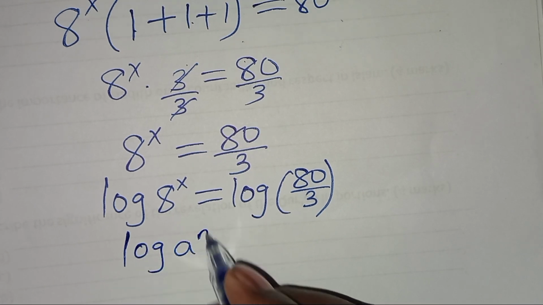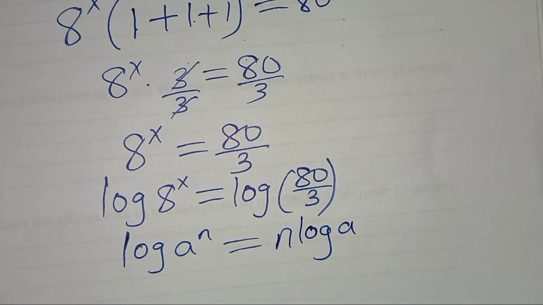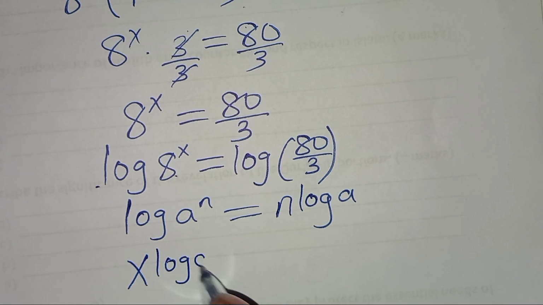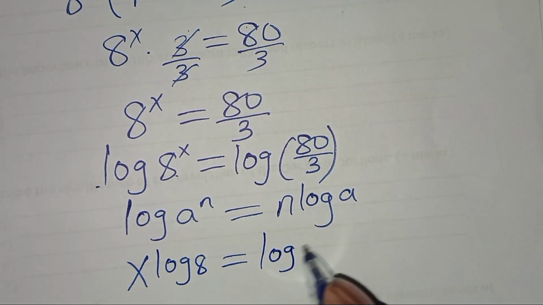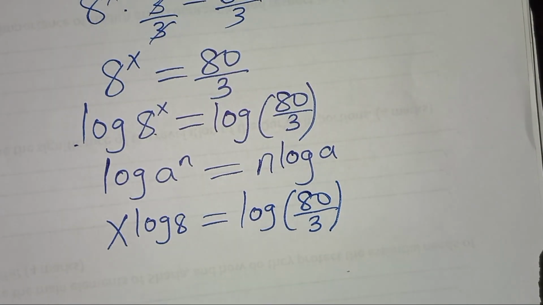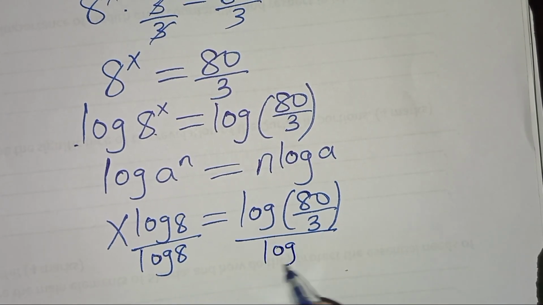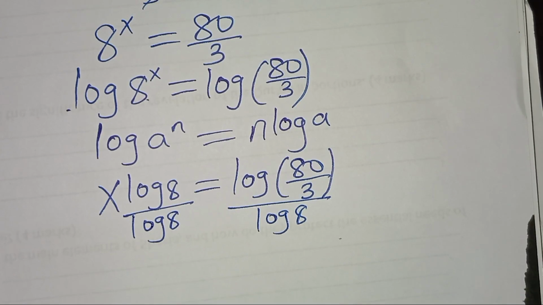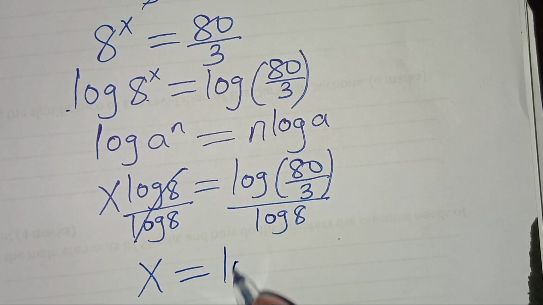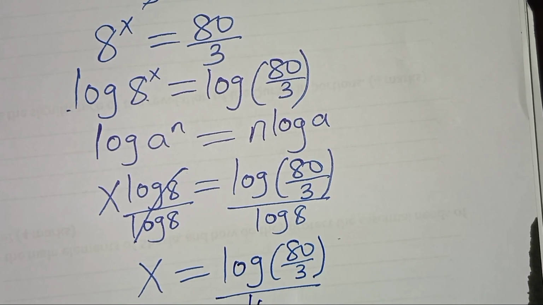The next step here: log 8 to the power x is in the form of log a to the power n, which we can express as n log a. So applying this power rule property, it follows that log 8 to the power x can be expressed as x log 8, which is equal to log 80 divided by 3. The next step here, let's divide both sides by log 8. Now in this case, log 8 and log 8 simplify so that x is equal to log 80 divided by 3 divided by log 8.